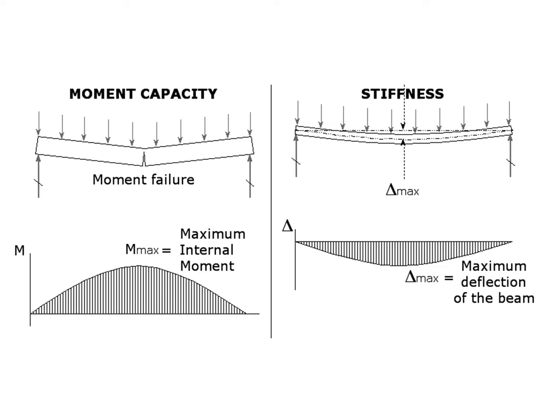Now, in the case of wood, we started through and we checked for shear, and then we checked for moment, and then we checked for stiffness. In the case of steel, we're going to only have to worry about moment capacity and stiffness, and we're going to reverse the order in which we look at those things. So we're actually going to account for stiffness first, and then moment capacity.